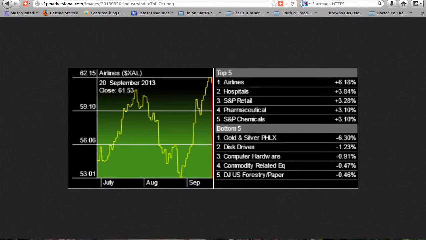Industry rotation the last 2 weeks. All of the top 5 industries are positive, and all of the bottom 5 industries are negative. Bullish, S&P Retail has entered the top 5. Gold and silver continues to lead the bottom 5. Comp Tech has left the bottom 5. Bearish, semis, networkers, disk drives, and brokers have left the top 5. Disk drives and computer hardware have entered the bottom 5.